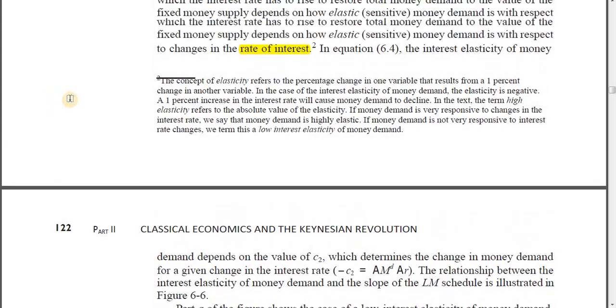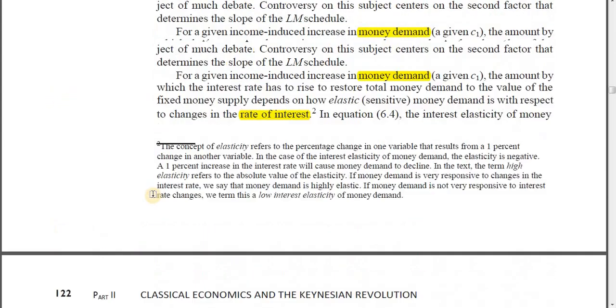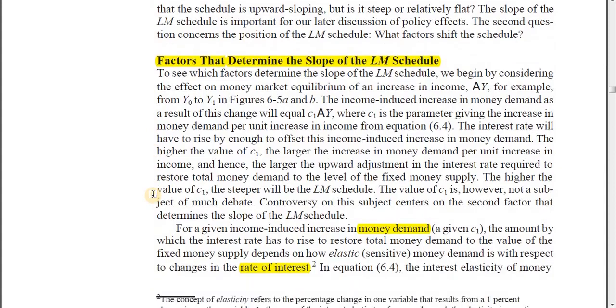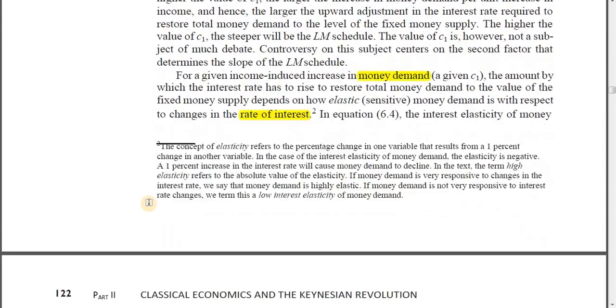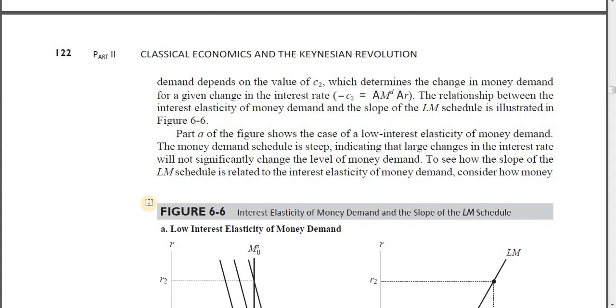So do not get confused because I have not explained anything. It's just me reading whatever is being written over here. We'll see what exactly all these terms are through the diagram, so don't worry.